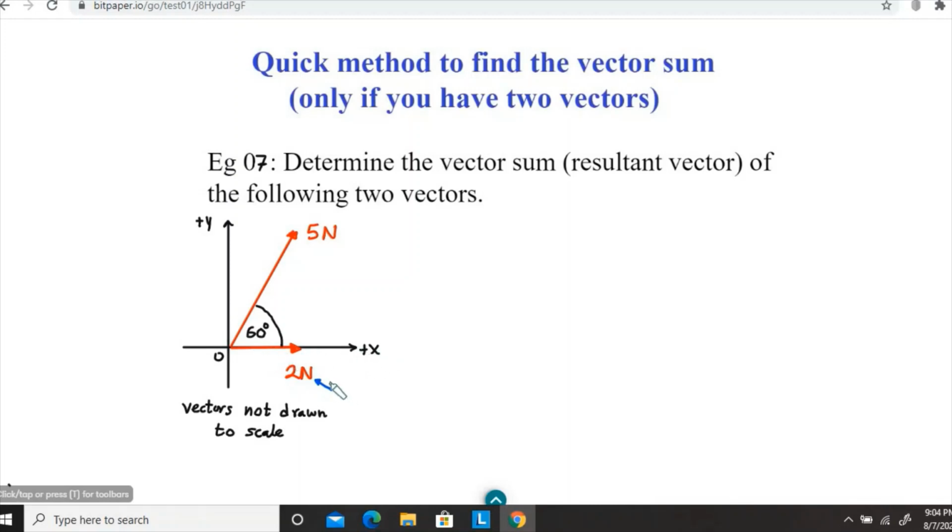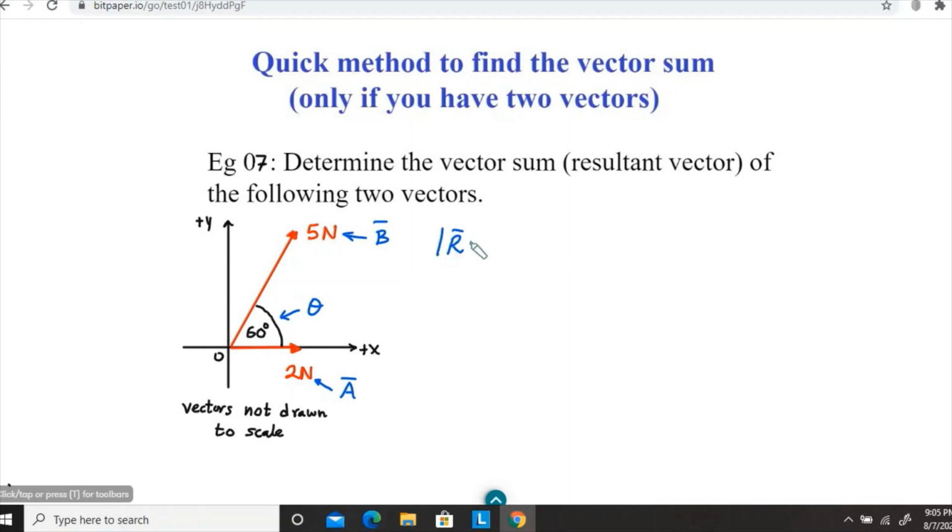Now it does not need to be the case. However, this is a special situation where this 2 Newton vector is along the x-axis. I'm going to consider the 2 Newton vector as my A vector and the 5 Newton vector as my B vector, and then this angle, 60 degrees, as theta. And then I'm going to substitute these values in that expression.